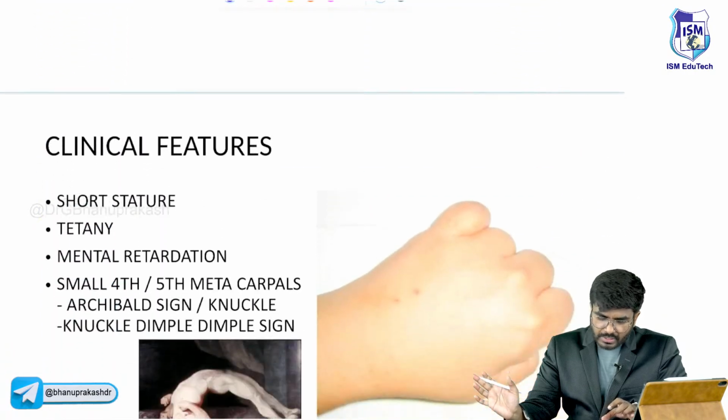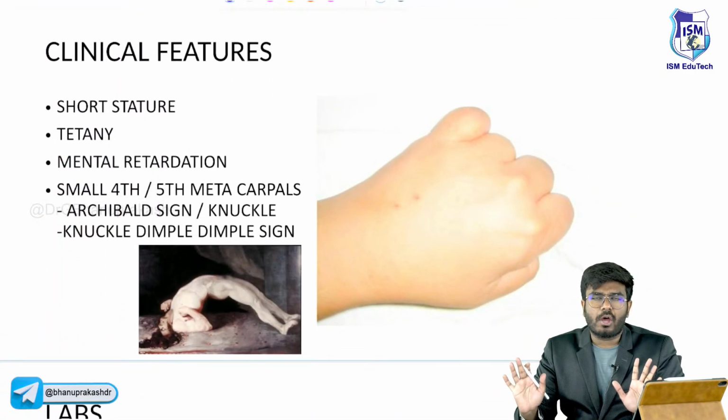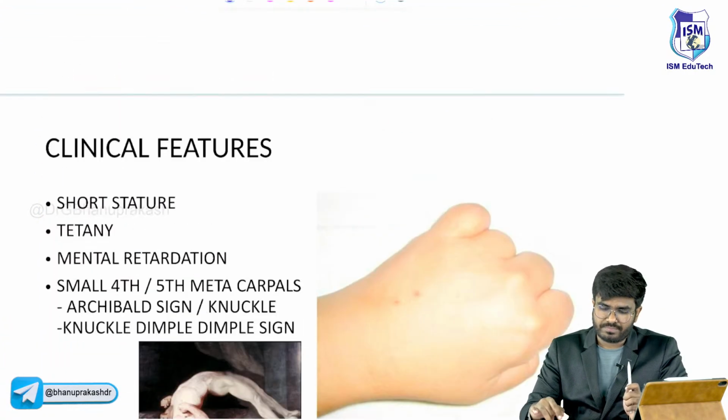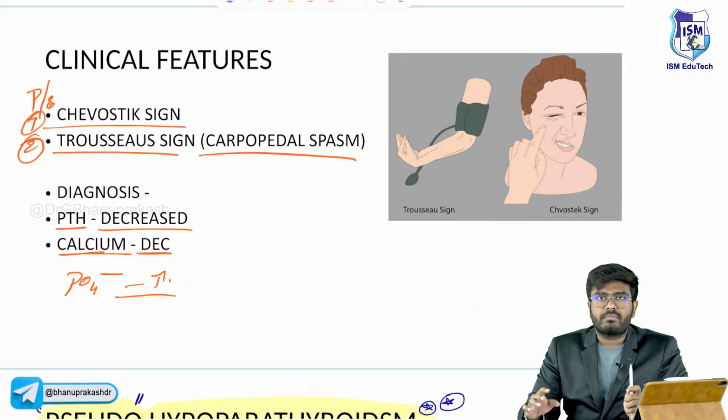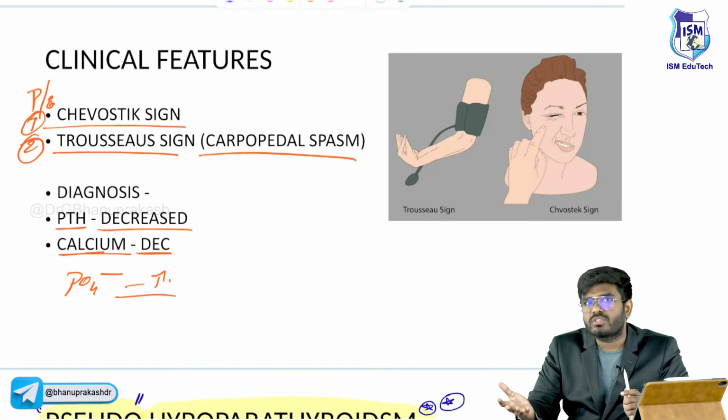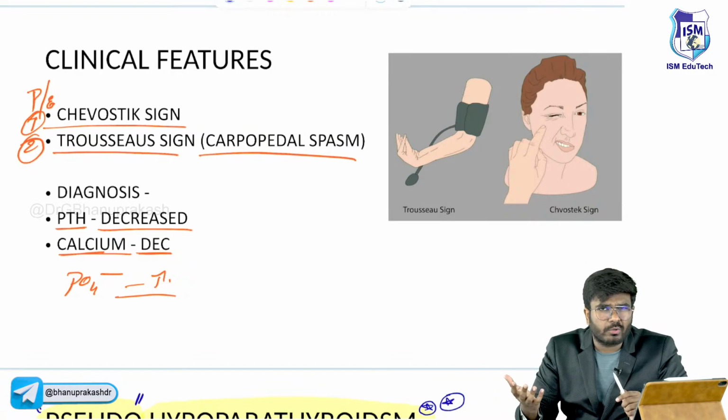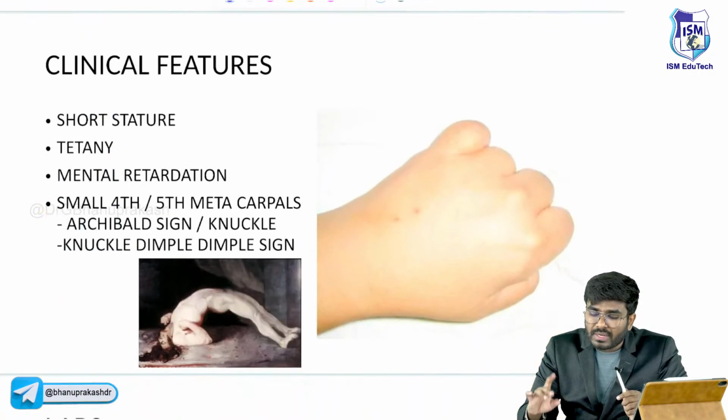Okay. So what are the clinical features? All same clinical features. Hypocalcemia means tetany is going to be there. Chvostek sign, Trousseau sign, these things are going to be there. Bone formation is not going to happen properly. But here one important thing.